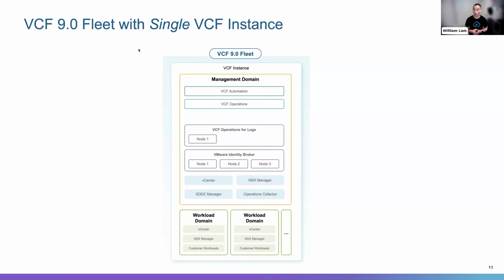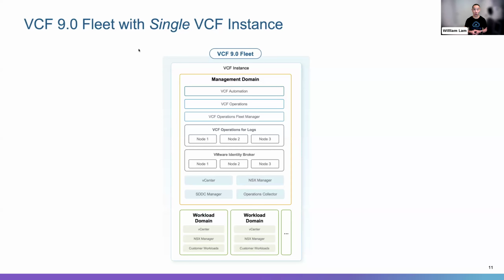I also have VCF Operations for logs, formerly known as vRealize Log Insight for those old timers out there. I can deploy a single instance of this to provide logging capabilities. Now, if I want high availability, I will have to deploy some additional nodes, and typically most of you would, especially for scale.